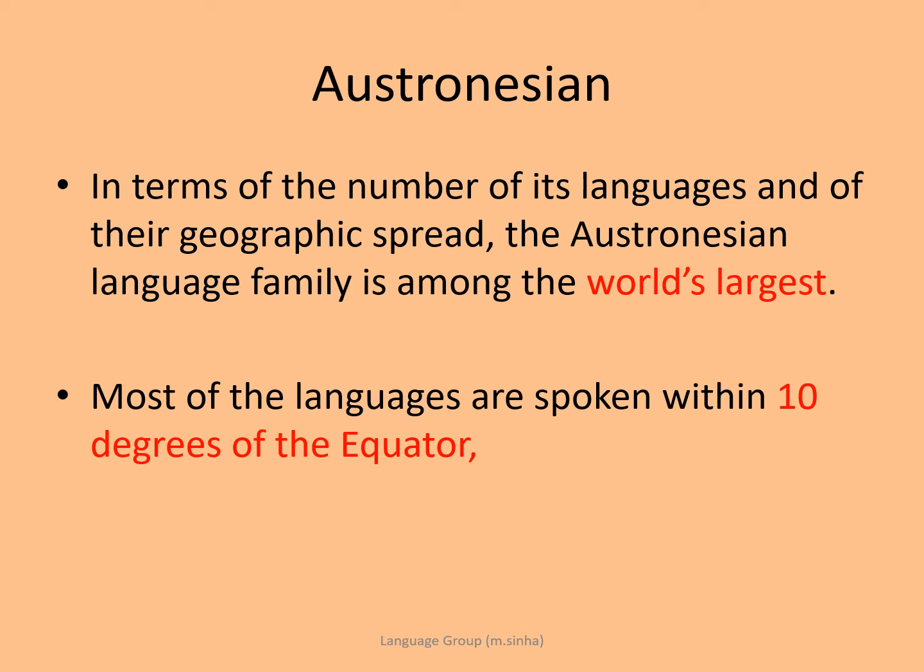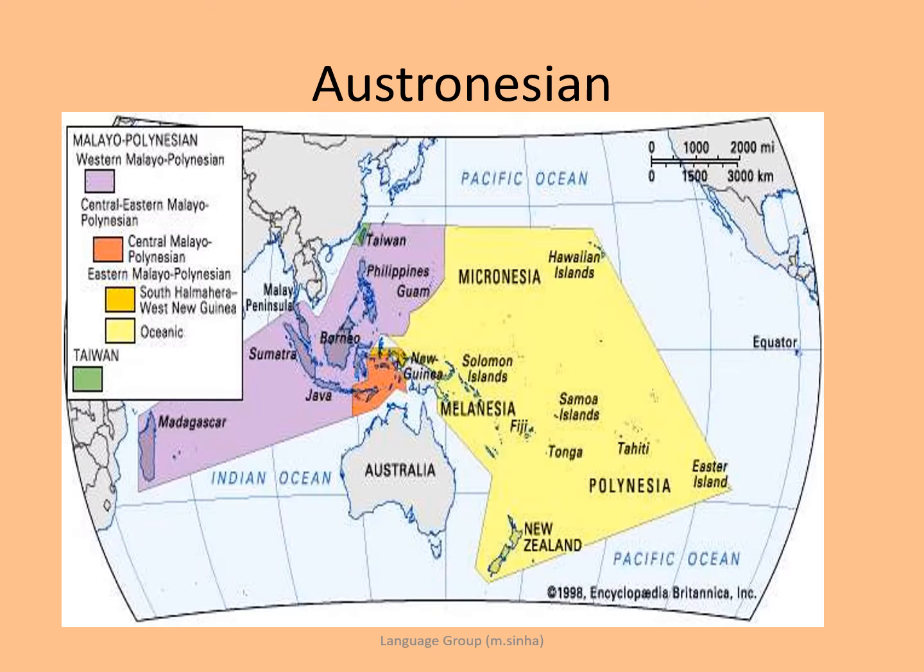It's the world's largest language family if we consider the geographical area. From the geographical point of view, from the spread area, it's the world's largest language family. Most of the languages are spoken within 10 degrees north and south of the equator. Vietnamese, Burmese, Malaysian, all these are dialects of the Austronesian language group.